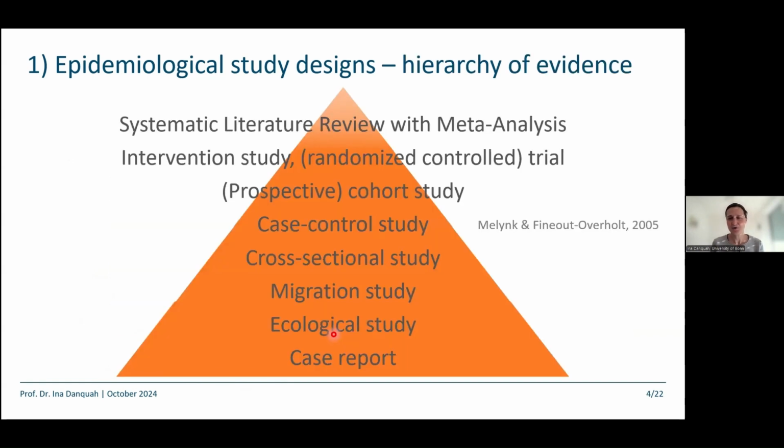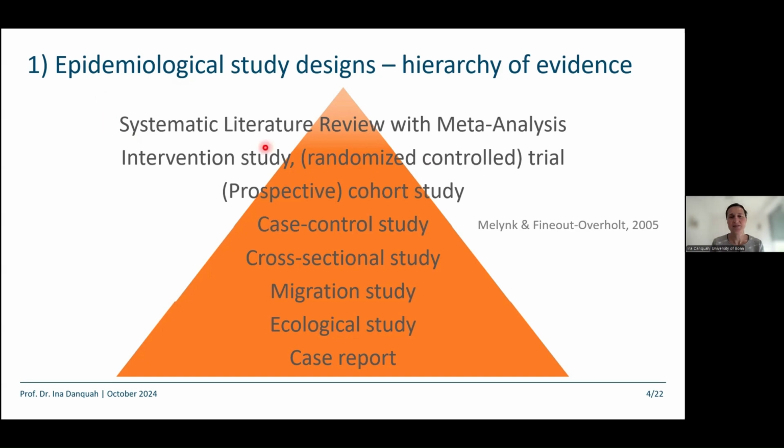And just to remind us all about the hierarchy of evidence from those different types of epidemiological study designs, the cohort studies mainly rank on the top of the hierarchical evidence pyramid here. And we will talk a little bit about why this is the case. So obviously intervention studies, particularly the randomized control trials, rank a little bit higher due to their possibility to avoid confounding, which is often a big challenge in observational studies.